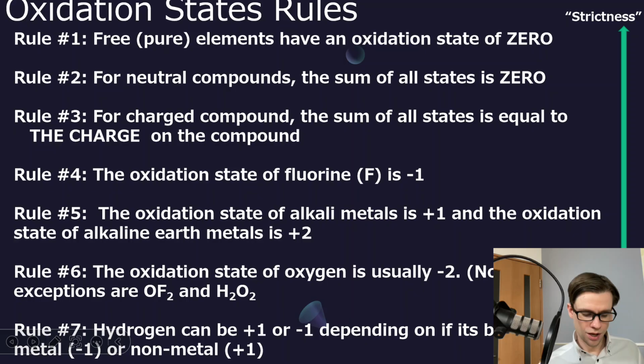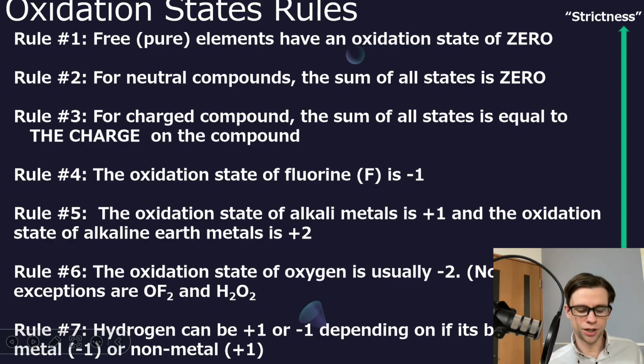Next, rule number 2. For neutral compounds, the sum of all states is 0. That means if your compound has no net electric charge in the top right corner, the sum, if you add up each individual atom's oxidation state in that, must come out to 0, because the sum is what the total charge on the compound becomes.